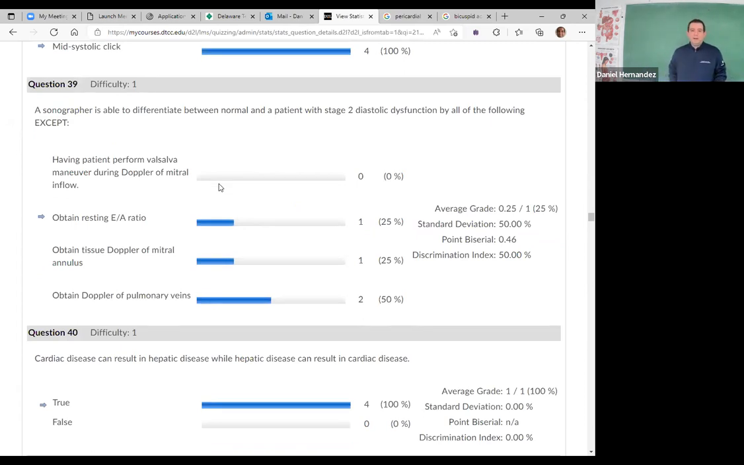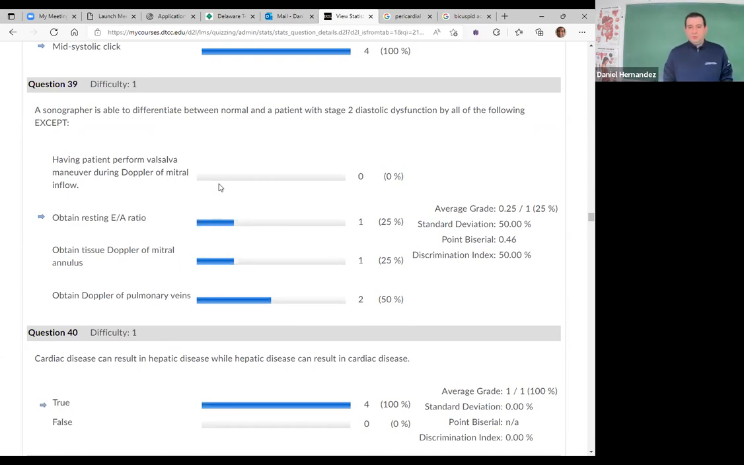A sonographer is able to differentiate between a normal patient and a patient with stage 2 diastolic dysfunction by all of the following except. The reason that obtaining a resting E to A ratio is incorrect is because they will look exactly the same if the patient is resting. At that point, we would not be able to determine the difference between a patient who has normal mitral inflow versus someone who has stage 2, or that pseudonormalization, for diastolic dysfunction.